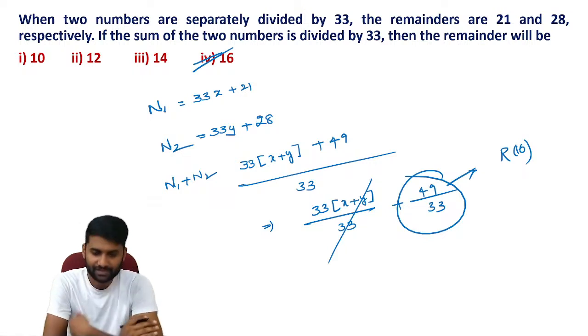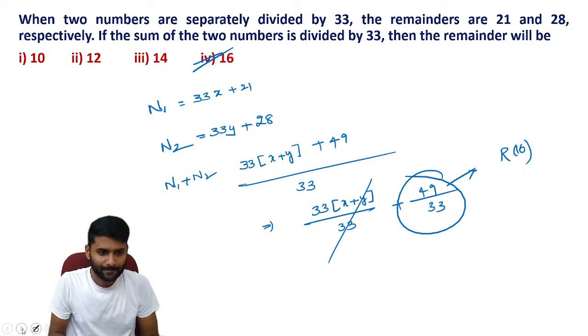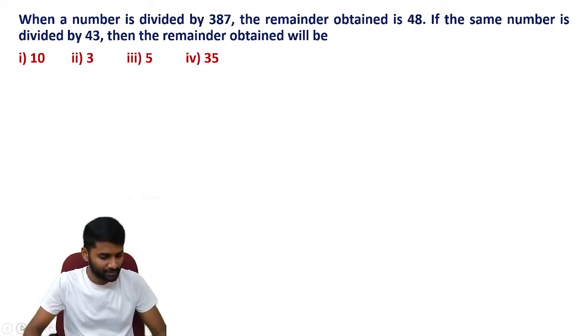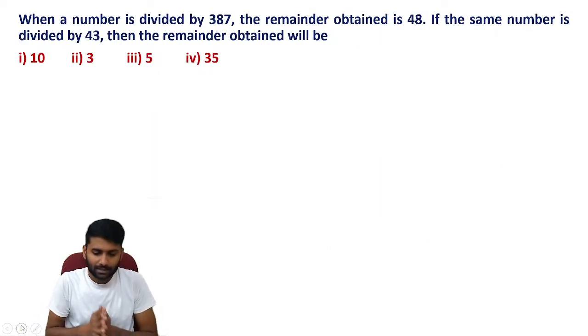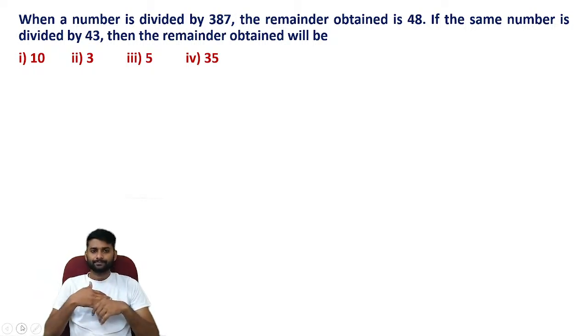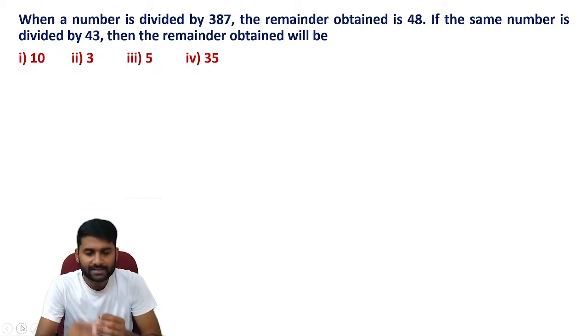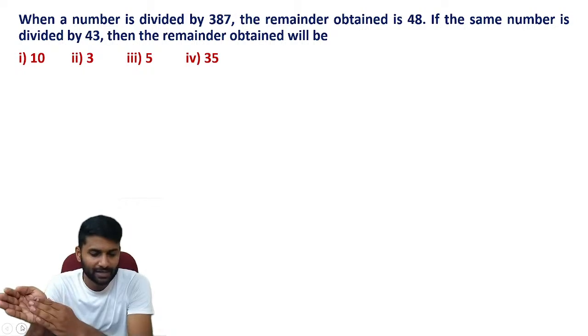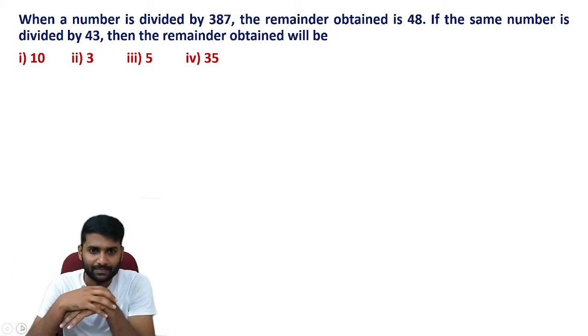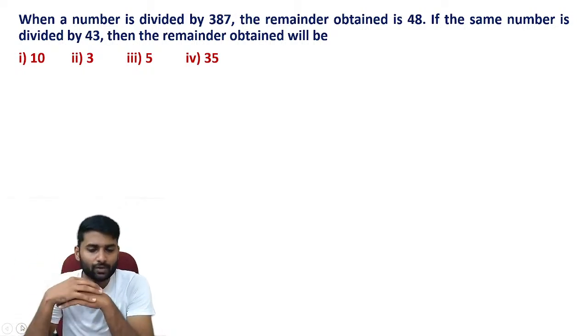Very good, Nanda. Ramesh. Keep going. Go through this information. And you already know that dividend is exactly equal to divisor multiplied by quotient plus remainder. Based on that information, you can solve this kind of question.